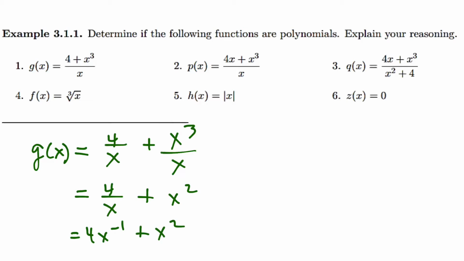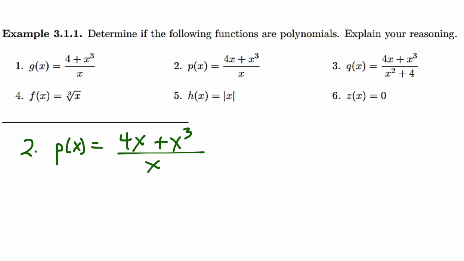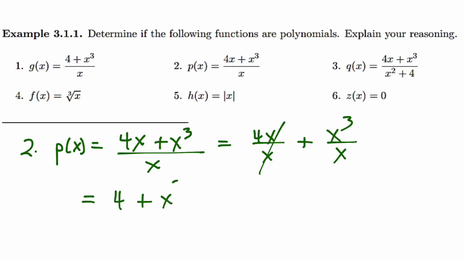So it fails in the fact that the coefficient of the first term is not a positive number, it's a negative number. All right, so number 1 is not a polynomial. All right, let's look at number 2. So let's go ahead and put that x under both of these terms individually and cancel. So we'd have 4 plus x squared.